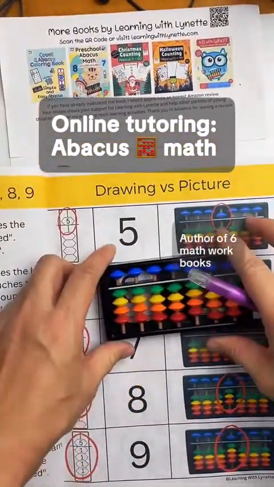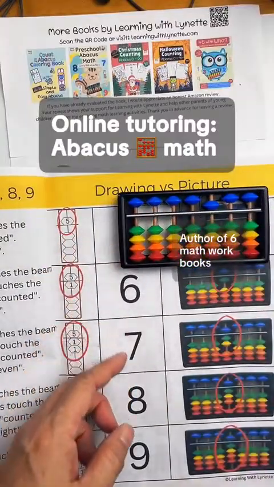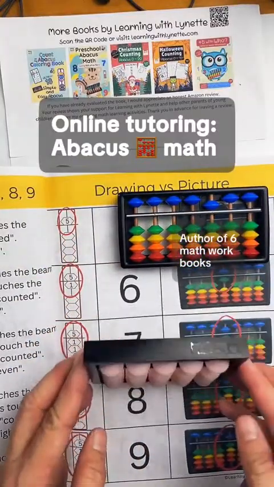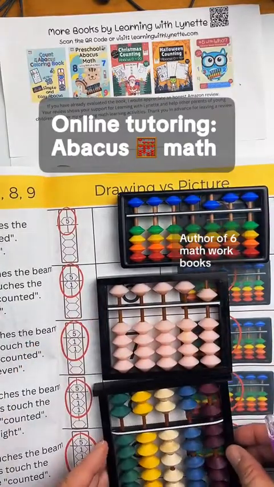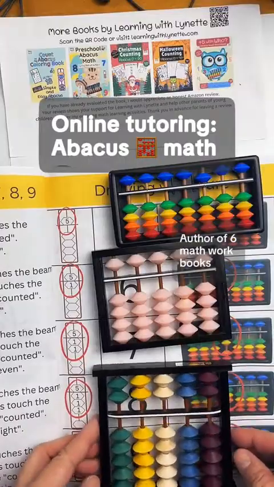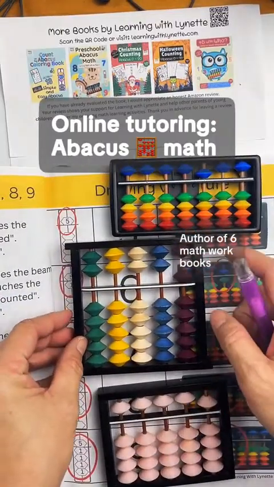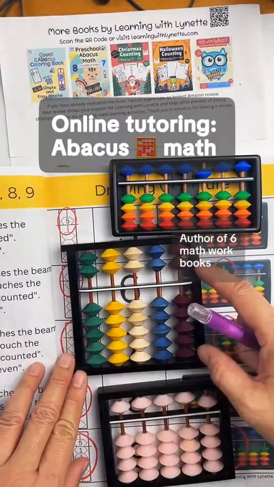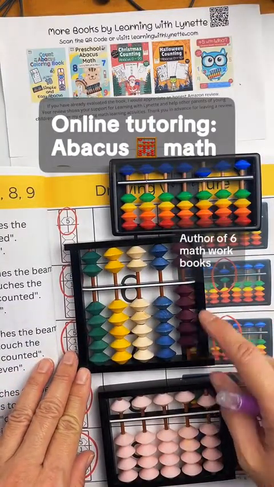So here we have 5. On the abacus, that's 5. And on this abacus, we have 5. Here, on the Chinese abacus, it's a little tricky. Why? Well, on the Chinese abacus, we have 5, but if you look, this is also 5. How do I know? 1, 2, 3, 4, 5.